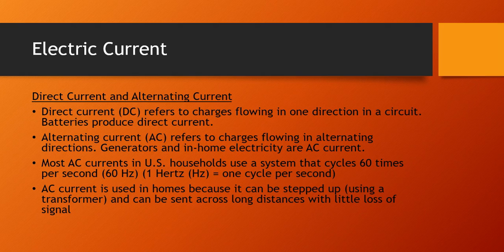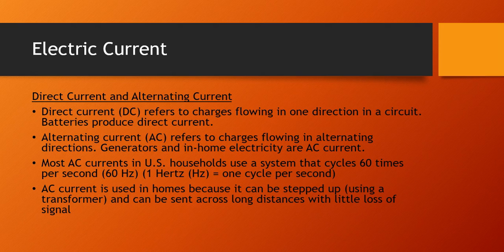Alternating current, or AC current, refers to charges flowing in alternating directions. These are generated by things like generators, and the electricity you get at your home is known as AC current. In general, in the wires in your home in the United States, when you plug something in, the wall plug has a voltage of 120 volts and a frequency of 60 hertz. 60 hertz just means that it oscillates back and forth 60 times every second. So the direction of the current changes 60 times every second.